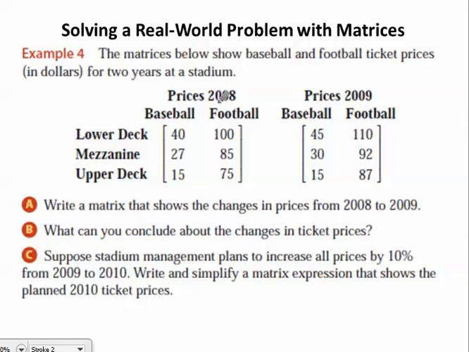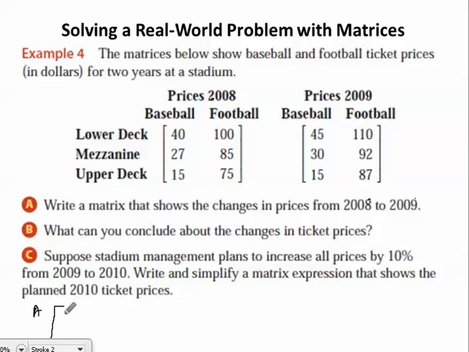Let me give you a real world situation. Matrices shown below show baseball and football ticket prices in dollars for 2 years at a particular stadium. These are the 2008, 2009 baseball prices, the football prices, and the different locations they were. It says write a matrix that shows the changes in prices from 2008 to 2009. So they're wanting you to subtract them because it's the changes in prices. So I want to take the changes in their prices.